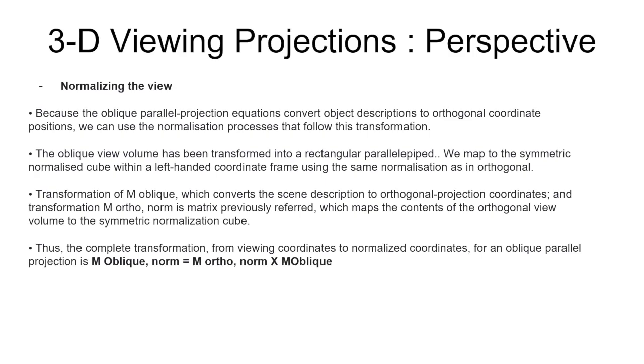Because the oblique parallel projection equations convert object descriptions to orthogonal coordinate positions, we can use the normalization process that follows this transformation. The oblique view volume has been transformed into a rectangular parallelepiped, as explained in the previous slide. We map this to the symmetric normalized cube with a left-handed coordinate frame using the same normalization as in orthogonal projection. The transformation M ortho norm, referred to previously, maps the contents of this orthogonal view into the symmetric normalized view. So the oblique normalization matrix is the ortho normalization matrix times the oblique matrix. This is what the actual normalization looks like.